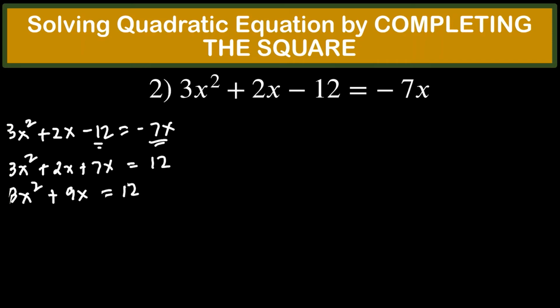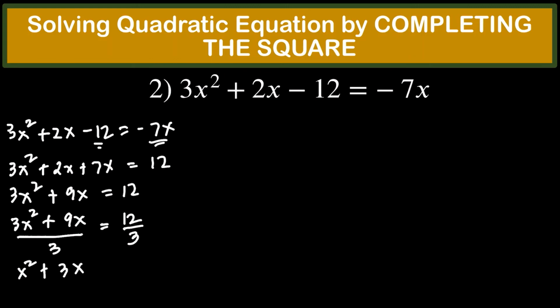Now we need to make the numerical coefficient of x squared equal to 1. So all we have to do is to divide both sides by 3. So 3x squared plus 9x divided by 3 equals 12 divided by 3. And so this will give us x squared. Alright, 9 divided by 3 is 3, and 12 divided by 3 is 4.